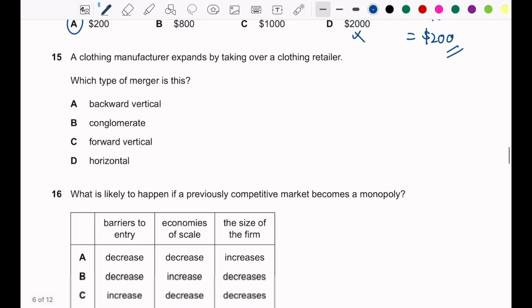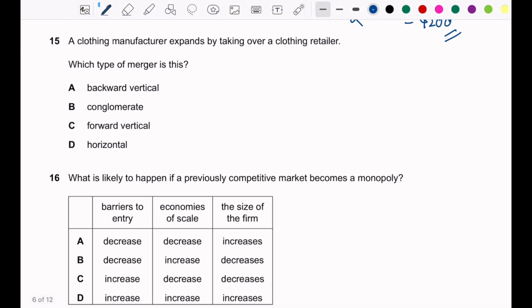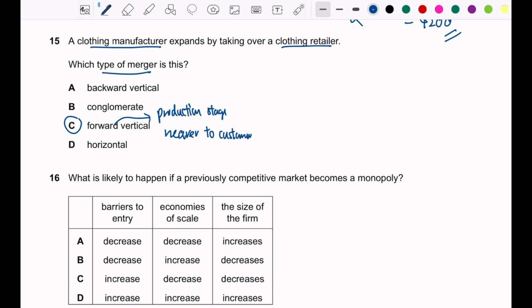Moving on. A clothing manufacturer expands by taking over a clothing retailer. Which type of merger is this? It technically moves forward, so it is a forward vertical merger. Here's a tip for some of you if you are confused whether it is forward vertical or backward vertical. I would usually say that forward is when the production stage is nearer to the customer, for example, from manufacturer to retailer. However, if it's from manufacturer to component supplier, this is backward vertical.